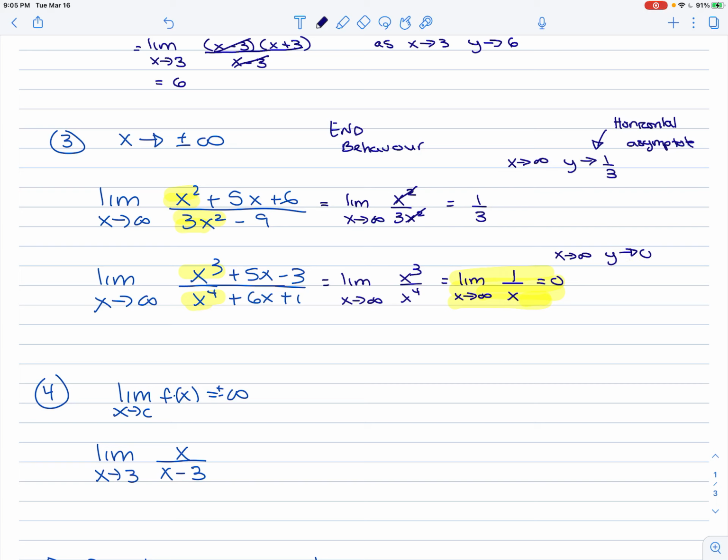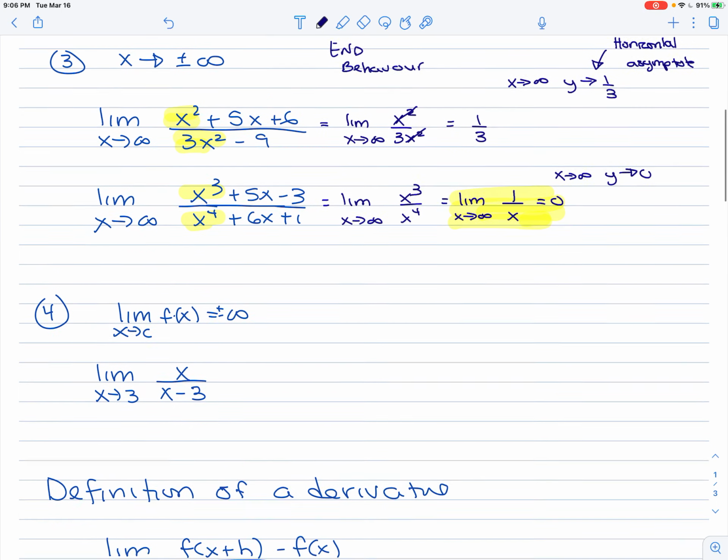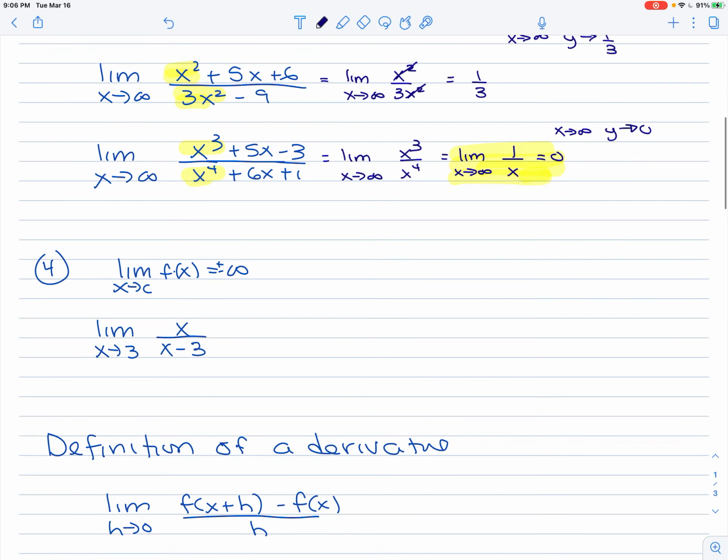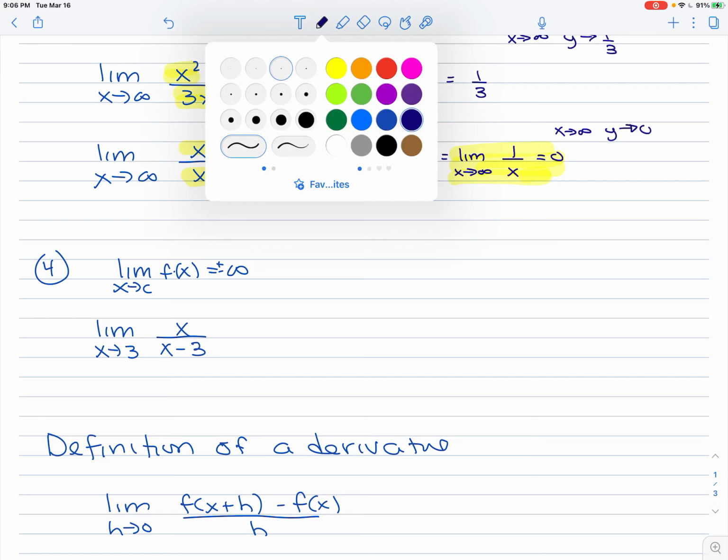So remember, the whole limit is telling you what y value you are approaching. And this is why we use the limit notation to show that it's not y equals, it's y is approaching. Okay? All right, and then we can have limits that actually equal plus or minus infinity. These are a little trickier.